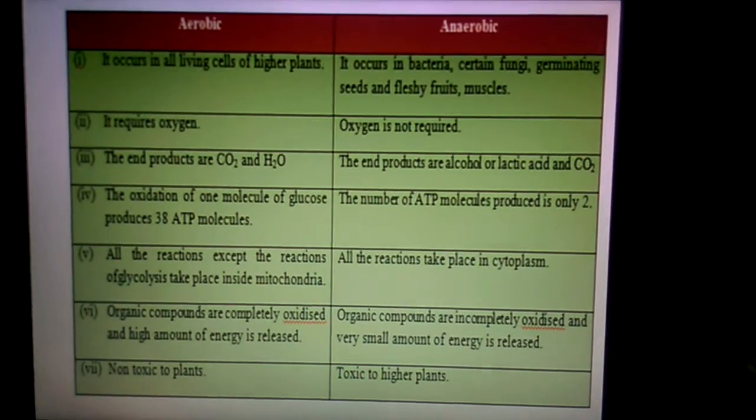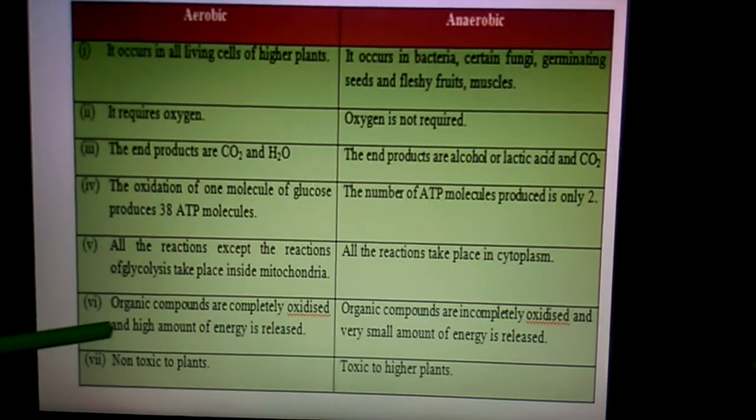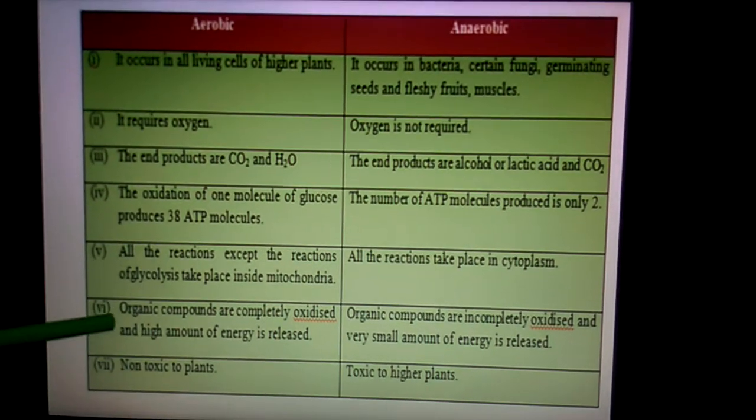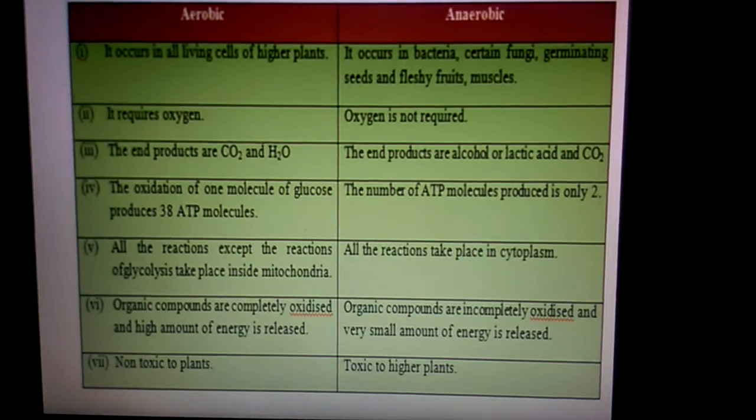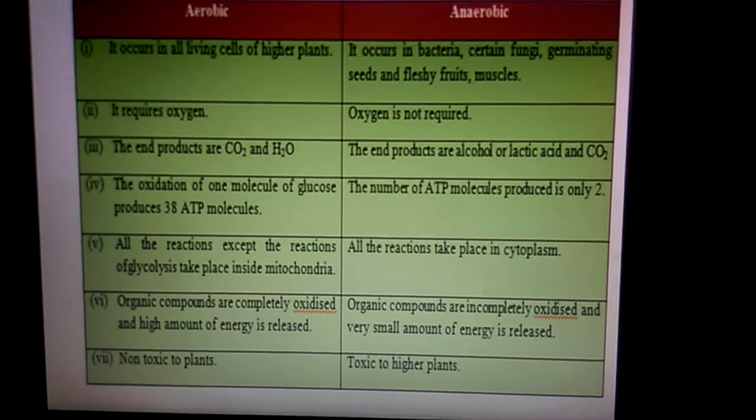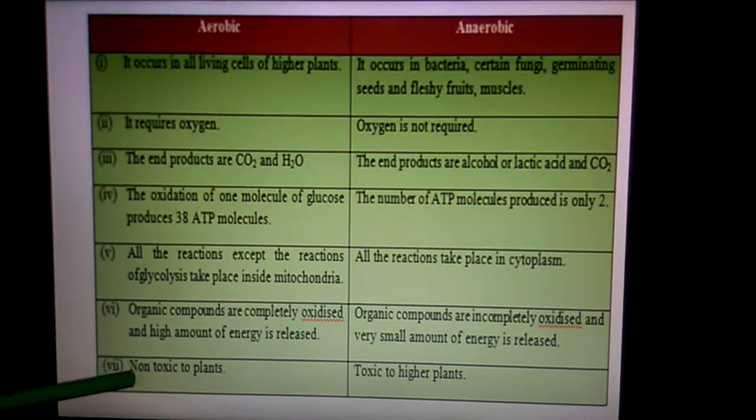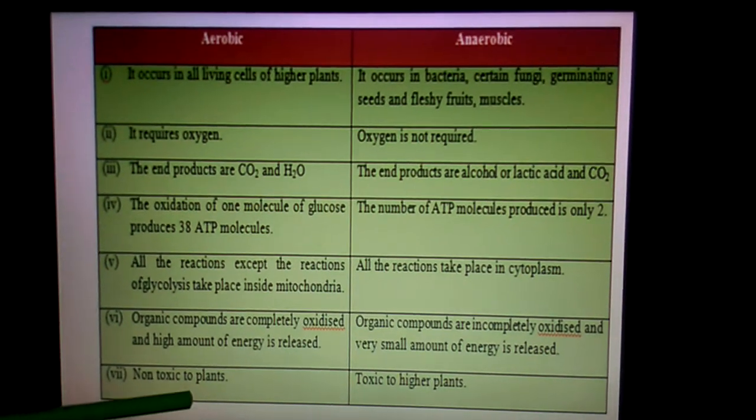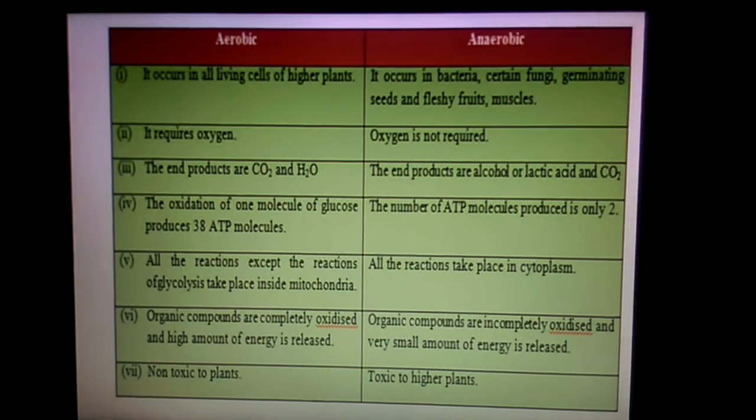In aerobic respiration, organic compounds are completely oxidized. That's why a high amount of energy is released. In anaerobic respiration, organic compounds are incompletely oxidized and a very small amount of energy is released. Aerobic respiration is non-toxic to plants. Anaerobic respiration is toxic to higher plants.